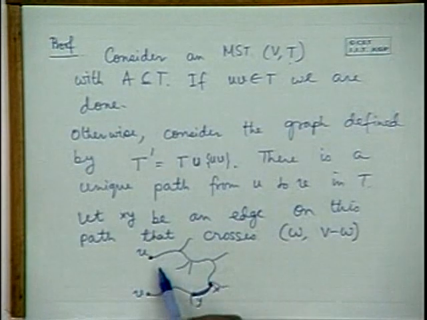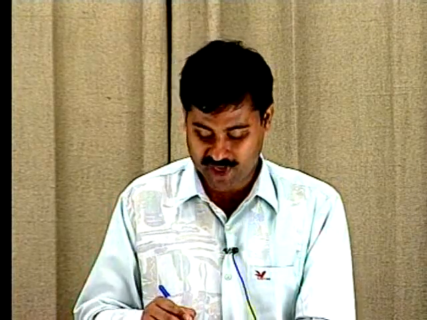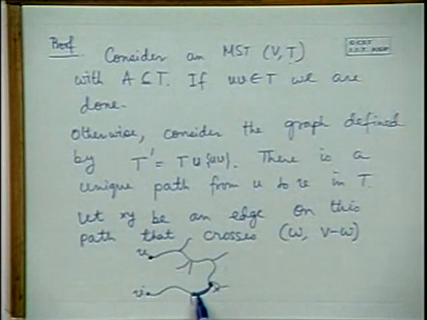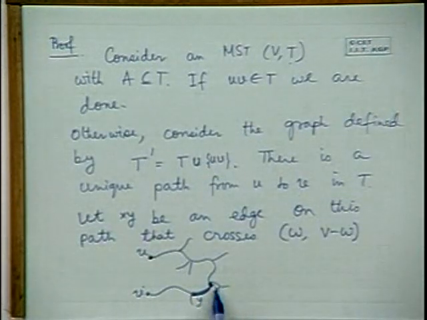Because why should it be? Because U belongs to one part of the cut, one part of the partition given by the cut, and V belongs to another one. So it must be the case that there is another edge like this on the spanning tree. So let XY be that edge.